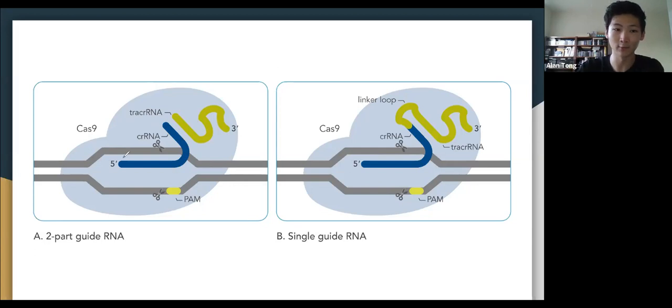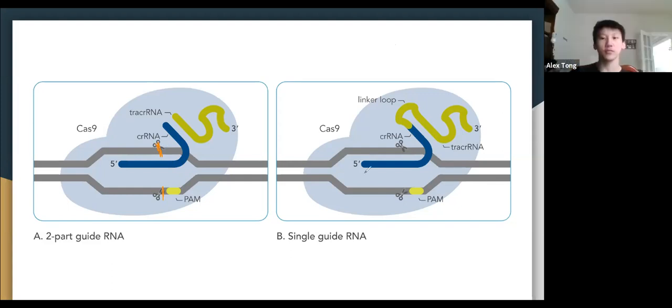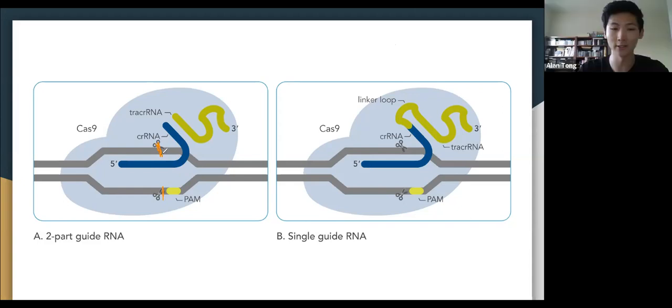And here's where it forms those hydrogen bonds. And then your Cas9 protein has these domains, I think RuvC and HNH, and it cleaves the DNA using those domains. Question for you guys for understanding: are these domains endo or exonucleases? Endo. Exactly, they're cutting inside the DNA strand.